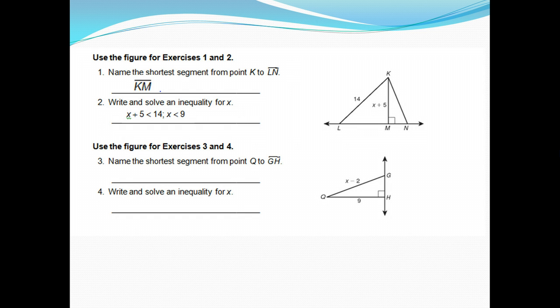Looking at 3 and 4, we'll use the bottom figure. Name the shortest segment from point Q to GH. Well, we don't know what x equals. We do know that QH is perpendicular. It has to be the shortest segment. So QH. And we want to write and solve an inequality for x. This time we know that x minus 2 is greater than 9. So we end up with x is greater than 11.